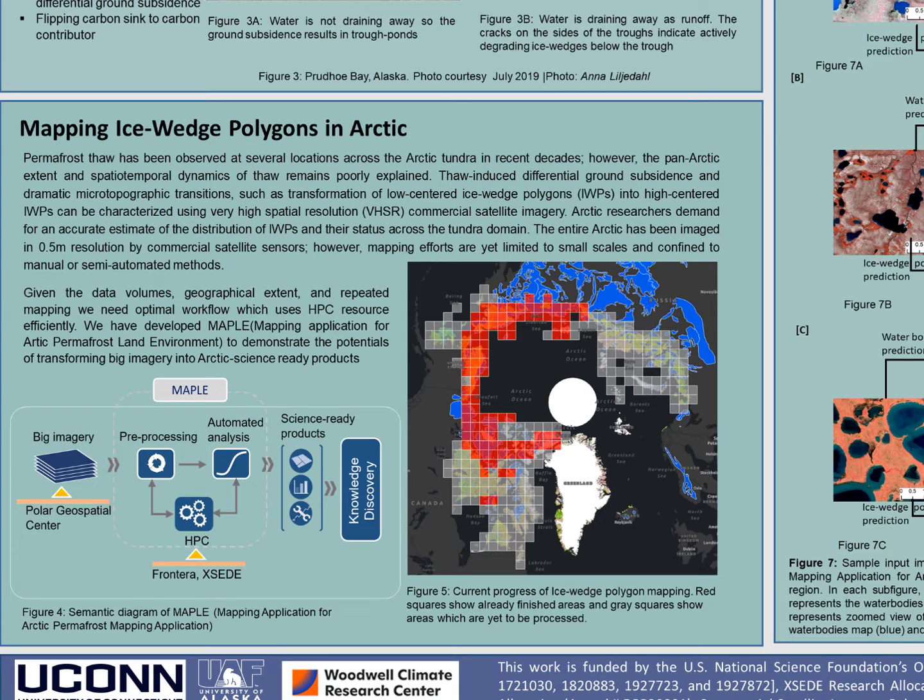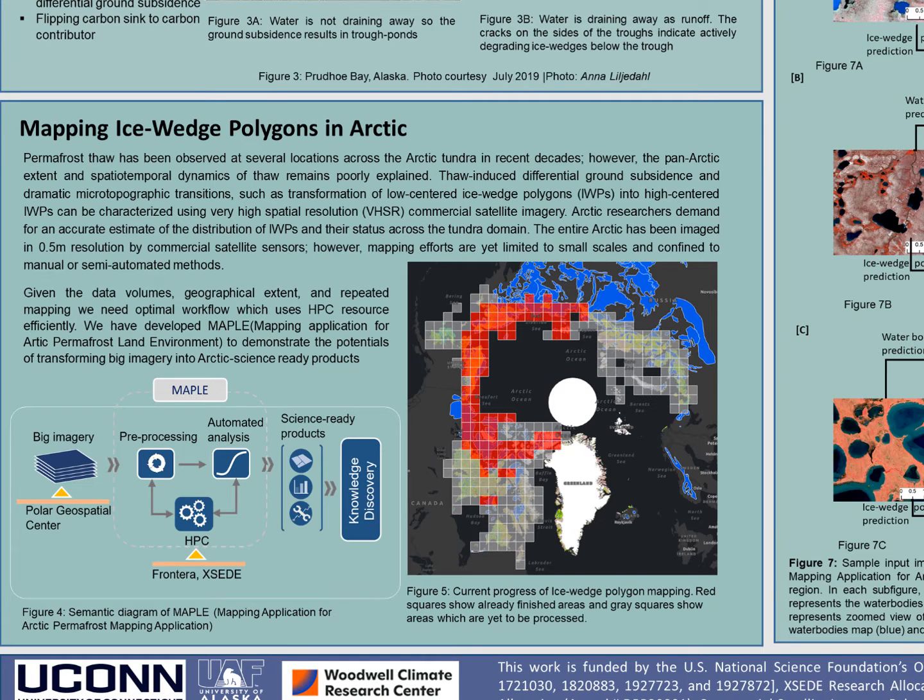The entire Arctic has been imaged at 0.5 meter resolution by commercial satellite sensors. However, mapping efforts are still limited to small scales and confined to manual or semi-manual methods. Given the data volume, geospatial extent, and repeated mapping requirements, we need highly efficient, fully automated workflows. We have developed Maple, a mapping application for permafrost land environments, to detect ice-wedge polygons and water bodies automatically.